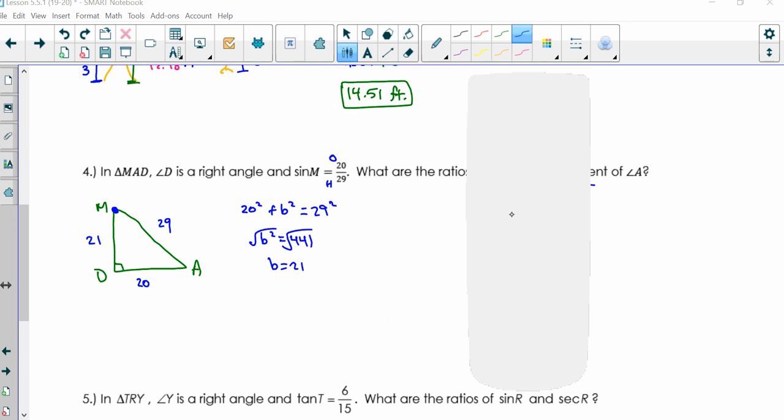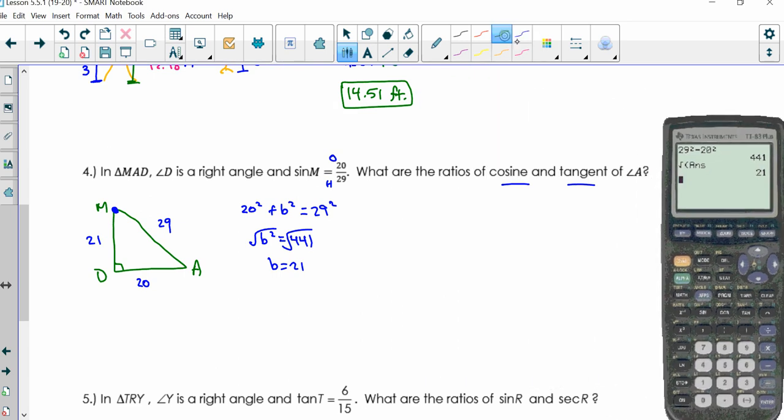Okay, now that I have all 3 sides, I can say cosine of A equals and tangent of A equals. So from M, this would be my opposite. This would be my hypotenuse, which makes this my adjacent. So the cosine of A would be my adjacent side over the hypotenuse. Let's see if you can do tangent.